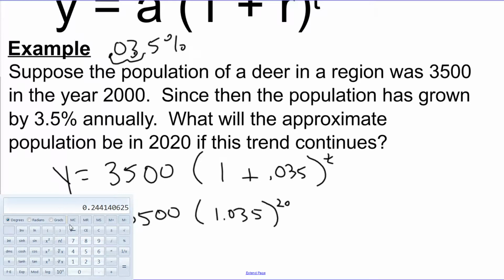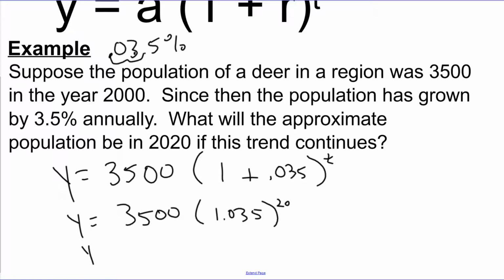Right? So I'm going to clear out my calculator, and I'm going to do this order of operations wise. If you're just typing it into a graphing calculator, you might not need to do this. I'm doing 1.035 to the 20th power, and it gives me this pretty big number, and then I'm going to multiply that by 3,500, right? So I'm simplifying the expression, and it's telling me after 20 years, if I round to the nearest whole number, because deer are whole things, we can't have decimal versions, I'm going to have about 6,964 deer. So the final answer that they're looking for is 6,964 deer, right?